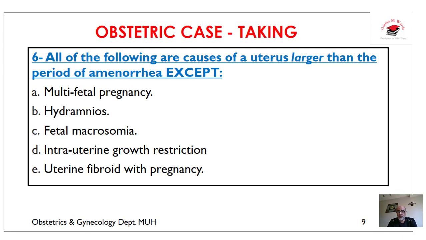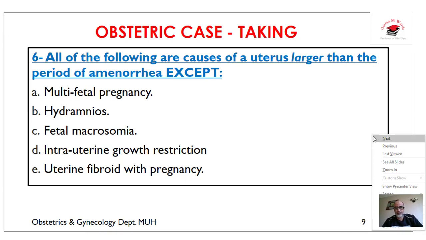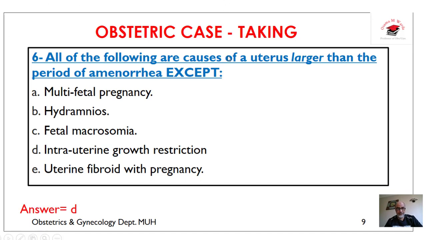All the following are causes of uterus larger than the period of amenorrhea, except multi-fetal pregnancy, hydramnios, fetal macrosomia, intra-uterine growth restriction, uterine fibroid with pregnancy. So the exception here is the intra-uterine growth restriction. So the correct answer is D.